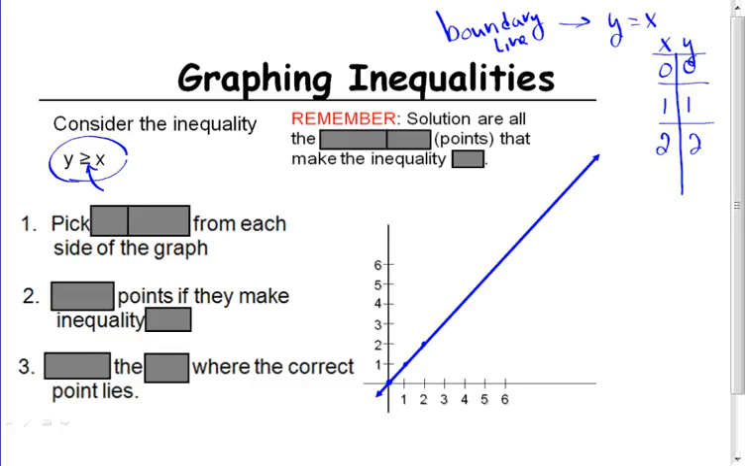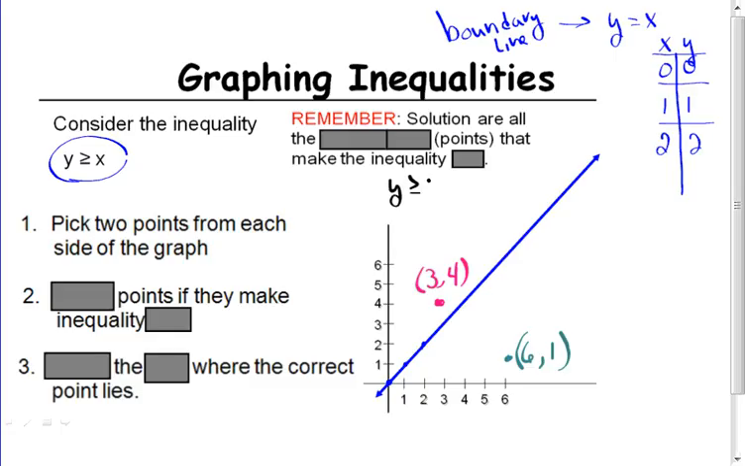So now I have to pick 2 points, one from each side of the graph. I'm going to pick a point over here, and somebody in class said 3, 4, so we're going to pick point 3, 4. And I'm going to pick the point over here that is 6, 1. And what we're going to do is put them back into the original inequality. Our original inequality was y is greater than or equal to x. So I'm going to put my y in. That would be 4 greater than or equal to 3.